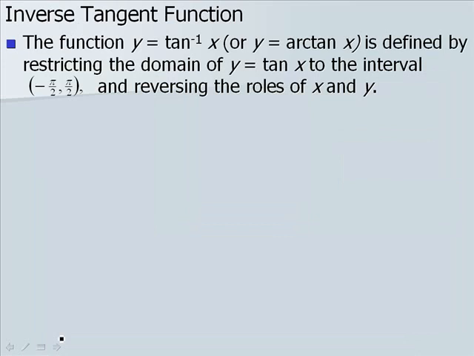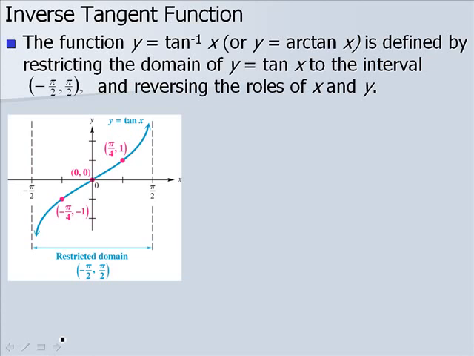Now let's look at our inverse tangent function. The function y equals tangent inverse of x, or y equals arctangent of x, is defined by restricting the domain of y equals tangent of x to the interval negative pi over 2 to pi over 2, and reversing the roles of x and y. Here we see our graph of our original tangent function, and we're restricting from negative pi over 2 to pi over 2, which was just one period of our original tangent function.